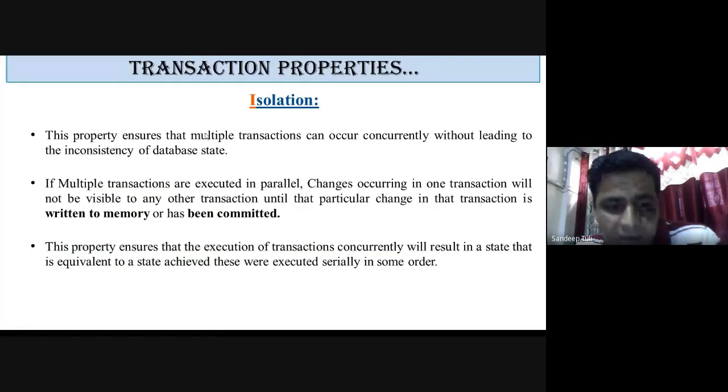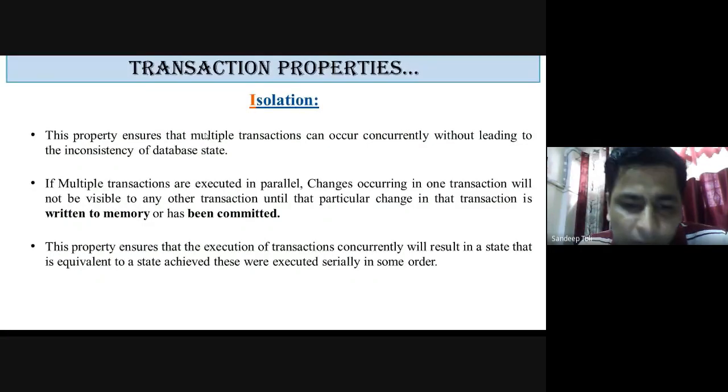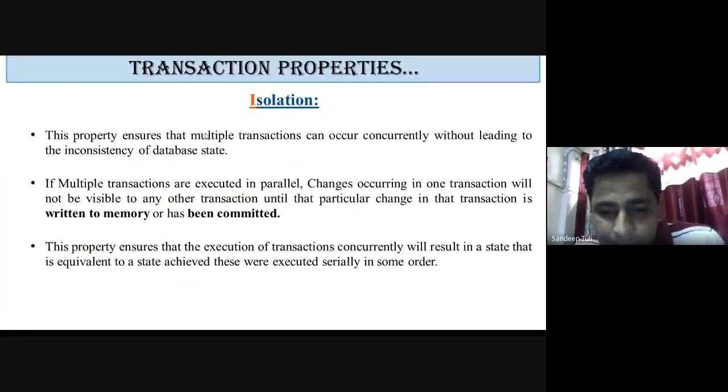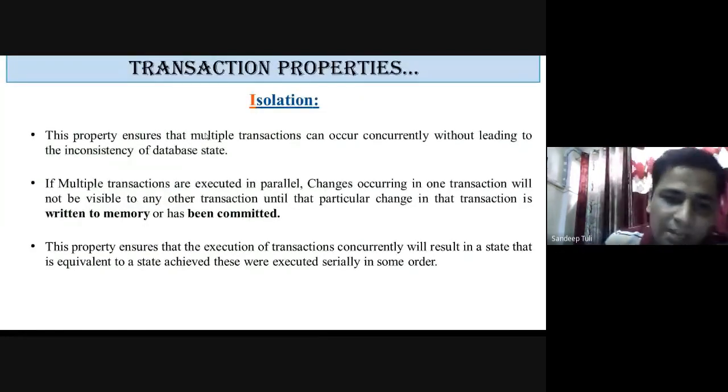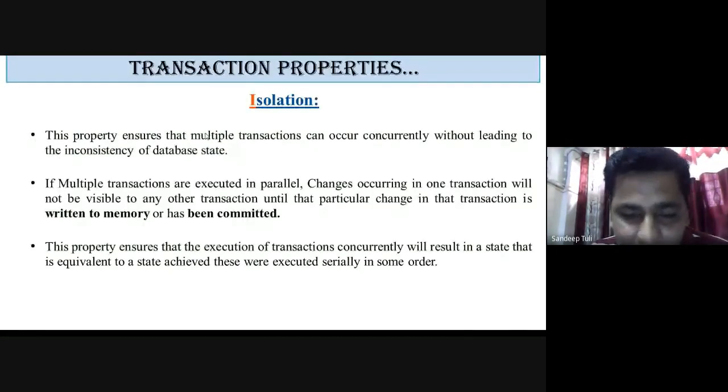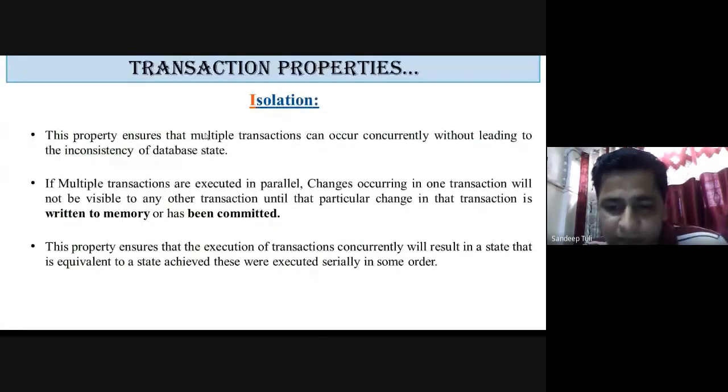This property ensures that the concurrent execution of transactions will result in a state that is equivalent to the state achieved if they were executed serially in some order. So what will actually be the output? We both will get the reservation, we both will get seats in the same train. But finally, it will seem like we did it in serial order, either first you and then me, or first me and then you. So isolation means that if we both are transacting on the same objects, they will be isolated for you and also isolated for me.